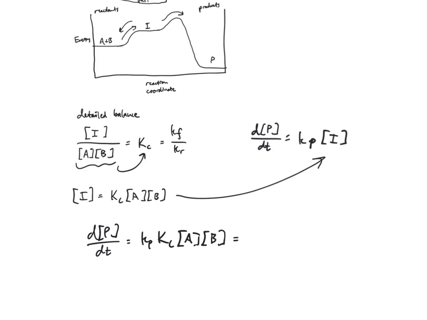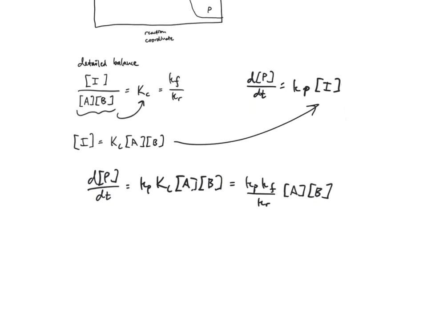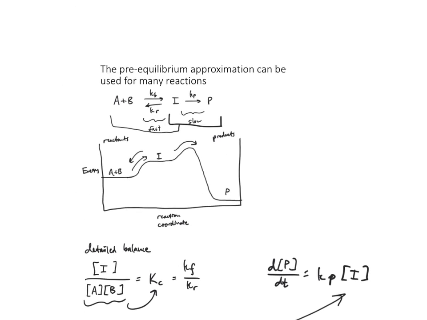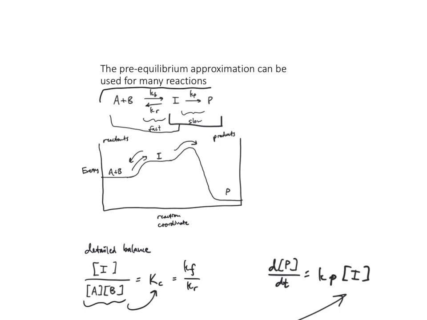And we can expand out the meaning of that equilibrium constant and get Kp, Kf over Kr, concentration of A, concentration of B. So as you can see, this reaction overall is second order. And you may encounter some other types of reactions, in which case you would just have a different proposed mechanism, and you would use the principles here to figure out the proper way to use the pre-equilibrium approximation along with detailed balance in order to get the final rate law.